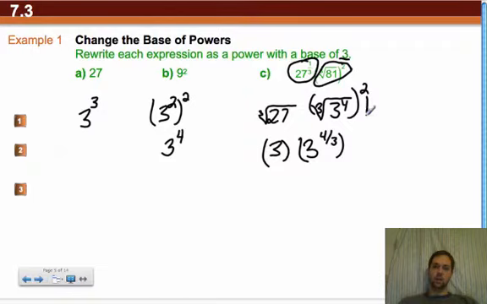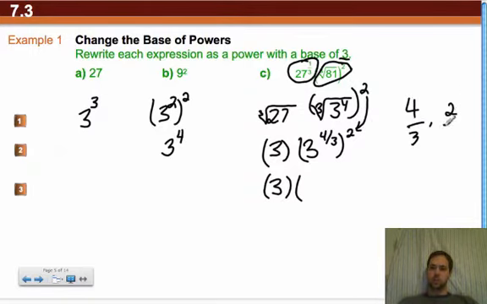Now this whole thing is still going to be raised to the power of 2. So we're not done yet. 3 times, now 4/3 multiplied by 2. Just do it big over here. It looks like this. And we would end up with 8 numerator, 3 denominator. So this is 3 to the 8/3.